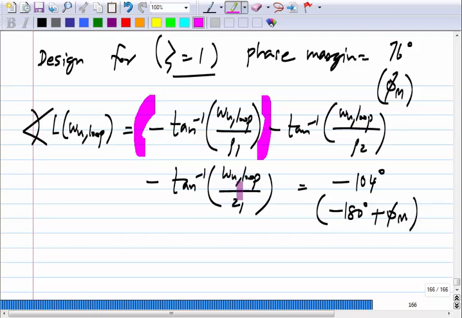The phase lag due to the dominant pole will be minus 90 degrees because again you are talking about cases where the loop gain is quite large. So we are talking about in this case tan inverse of 1000, right? So it is minus 90. So this.